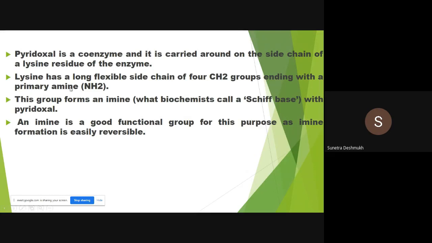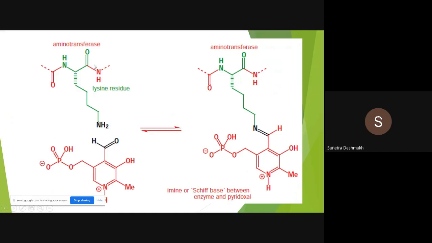So pyridoxal reacts with lysine to form the imine, and imine is a good functional group for this purpose as imine formation is easily reversible. Now we'll see how these things happen. The lysine residue is here, containing an NH2 group, and the aldehyde group is here from the pyridoxal phosphate. The aldehyde group from this one and the NH2 group from the lysine residue of the aminotransferase react, forming an imine or Schiff base between enzyme and pyridoxal.